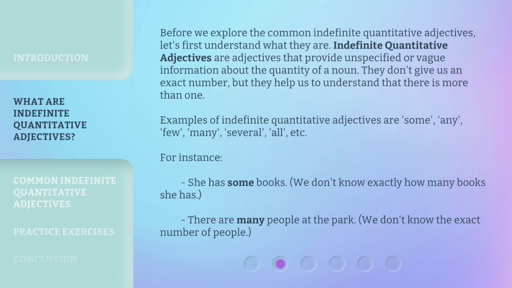Before we explore the common indefinite quantitative adjectives, let's first understand what they are. Indefinite quantitative adjectives are adjectives that provide unspecified or vague information about the quantity of a noun. They don't give us an exact number, but they help us to understand that there is more than one. Examples of indefinite quantitative adjectives are some, any, few, many, several, all, etc.